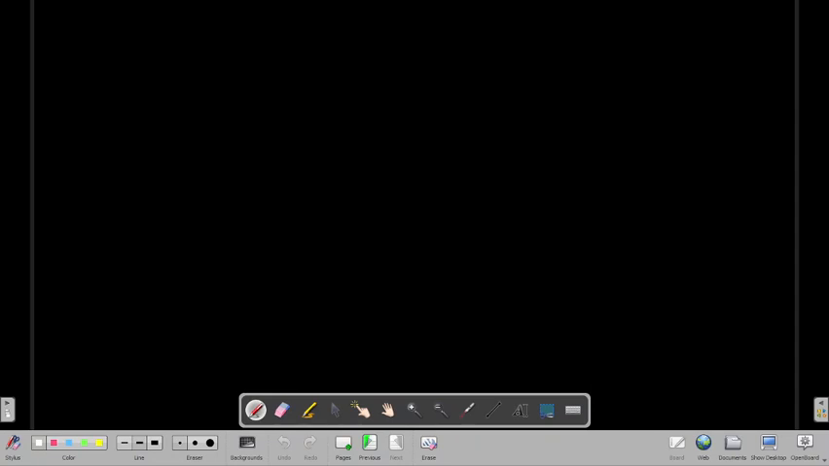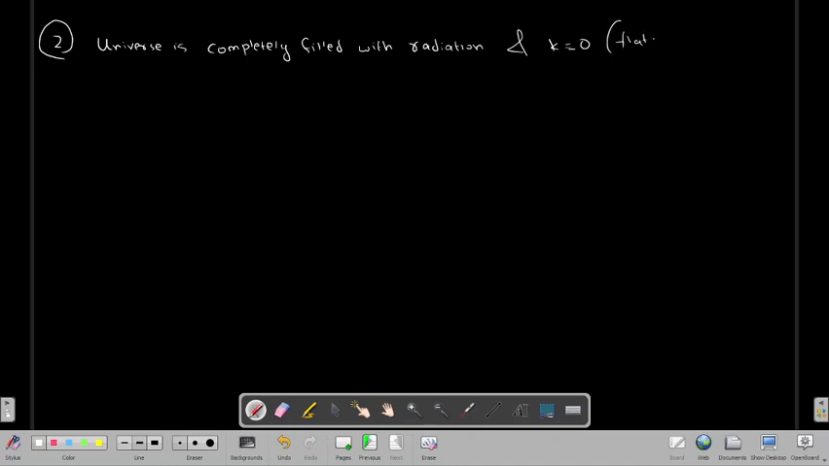Now let us take a second case. Here, the universe is completely filled with radiation and the curvature is 0. Okay, so the universe is completely filled with radiation, and again we are taking a flat universe.